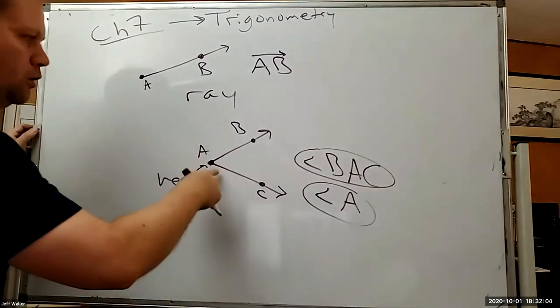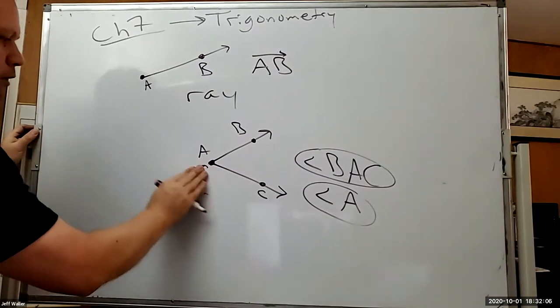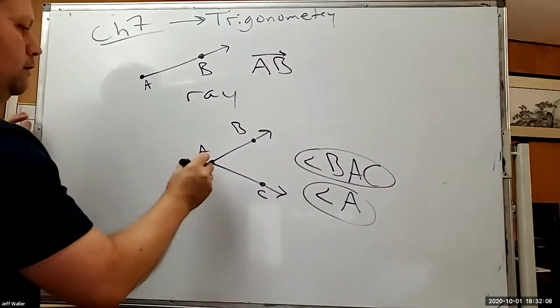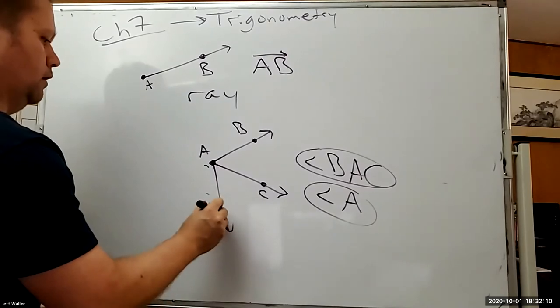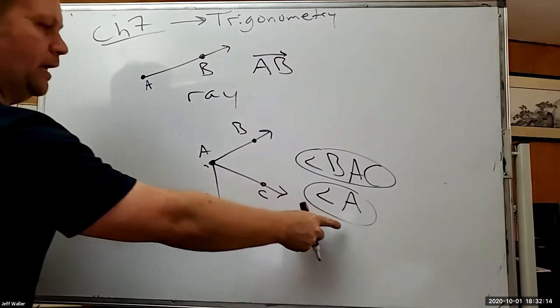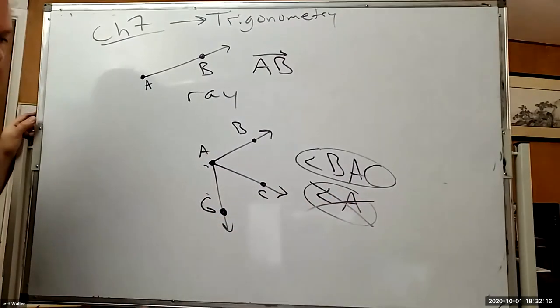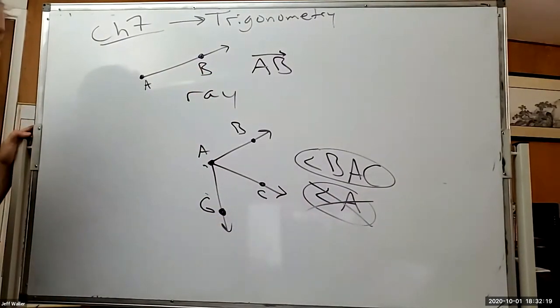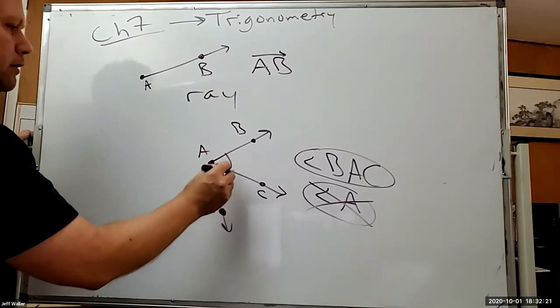Angle A, there's no question what I'm referencing, but watch this. What if I threw this in? And just to really gum up the works, I'll make that a G. If I say angle A, that's not good enough anymore. There's three angles angle A could be. It could be this angle, it could be that angle, it could be this whole angle.